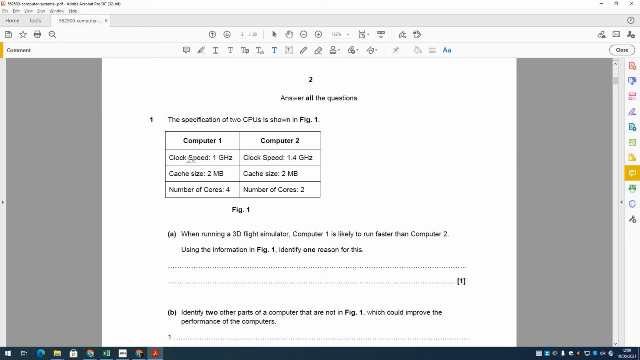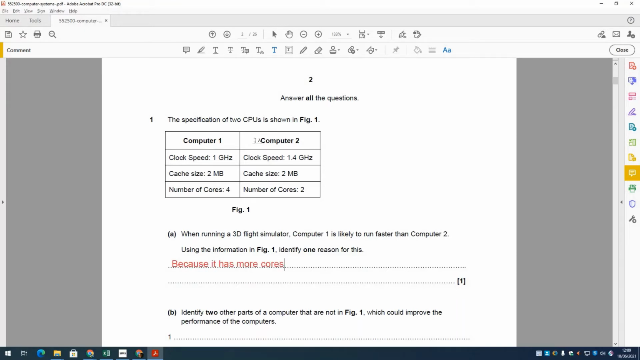If we compare the clock speed, computer 1's is 1 and computer 2's is 1.4. So the clock speed on this one is slower, so it can't be this one. Cache size on here is 2. It's 2 on this one. And this one has 4 cores, whereas the other one only has 2. So it has to be the number of cores, so we'll say because it has more cores.